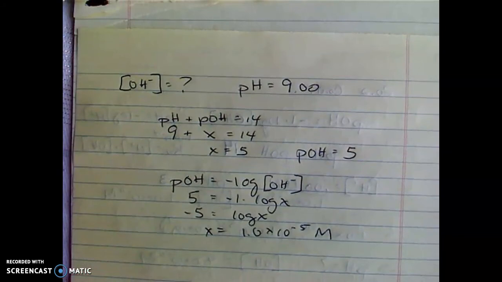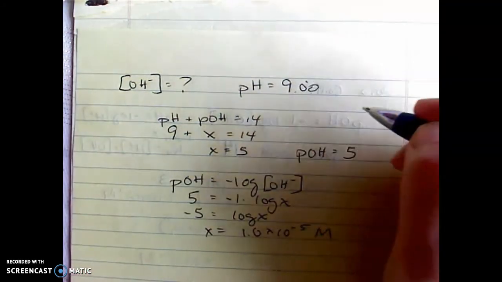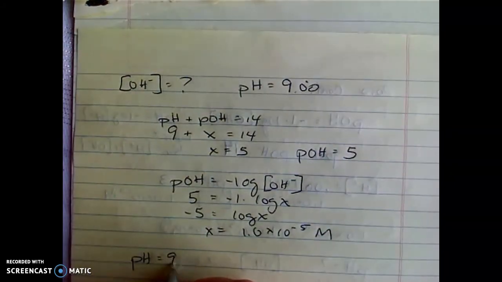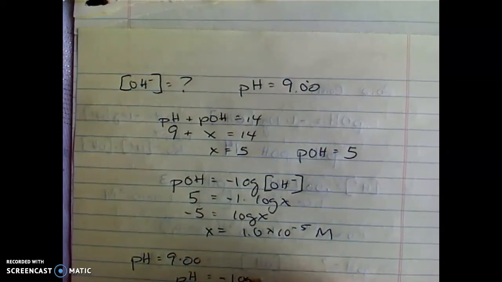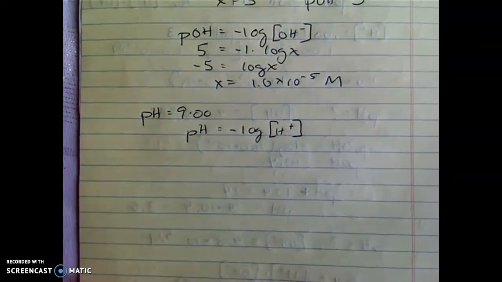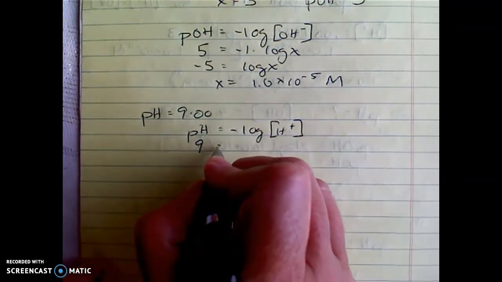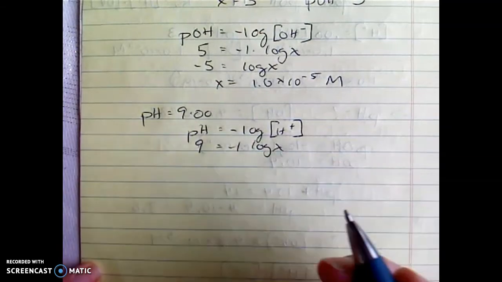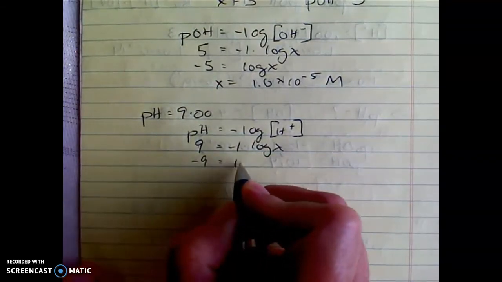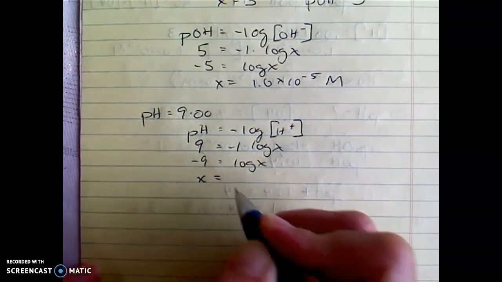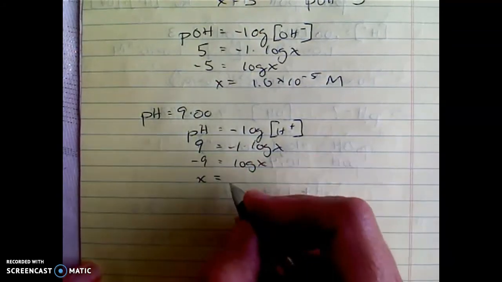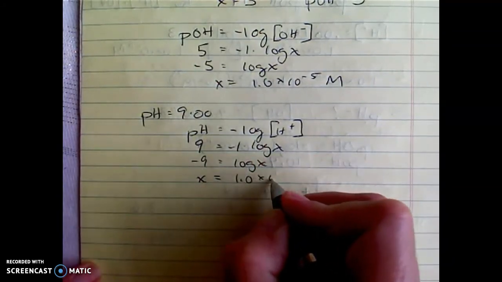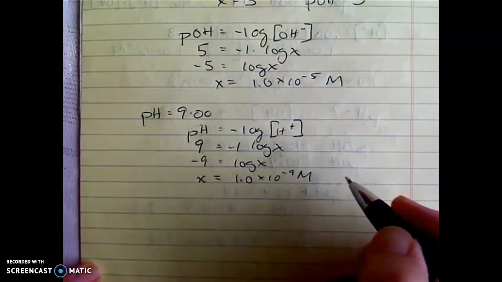Okay. You could have used Kw on this one if you wanted to. You could have said using pH of 9, you could have used pH is equal to the negative log of the concentration of H plus. And then this would have been 9, and that would have been negative 1 times the log of x. Then negative 9 is equal to the log of x. That means that you're going to go inverse log for negative 9. 1.0 times 10 to the negative 9 molar. But again, this is for H plus.